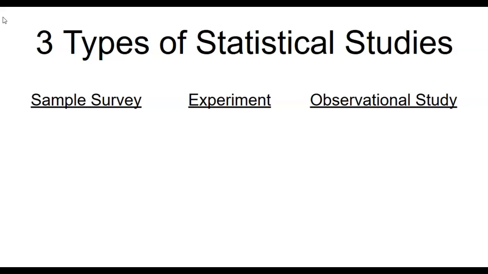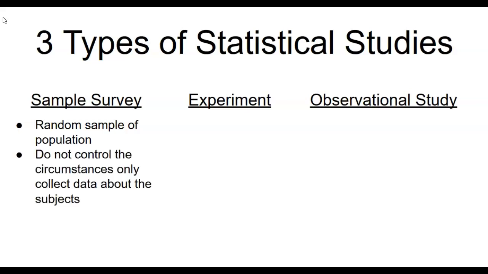Let's start with the sample survey. Sample surveys choose a random sample to represent the population that they are trying to draw a conclusion about. They do not control their subjects' situations, nor do they have any treatments or procedures, but they collect data about their subjects by asking questions, collecting physical data, or observing outcomes.